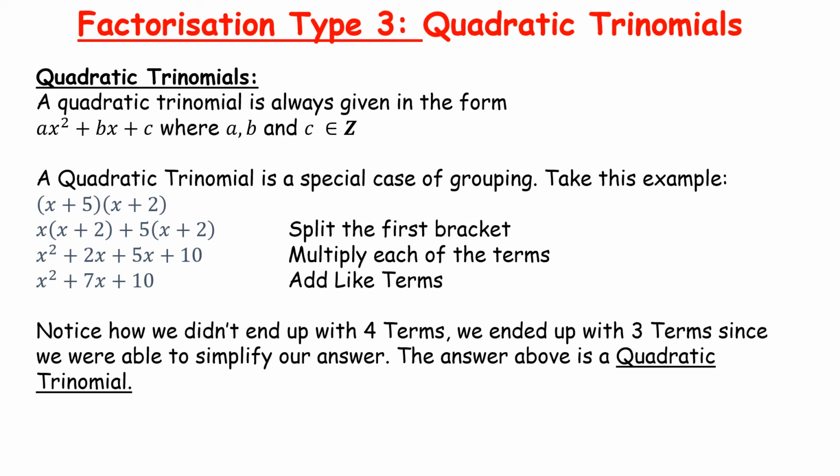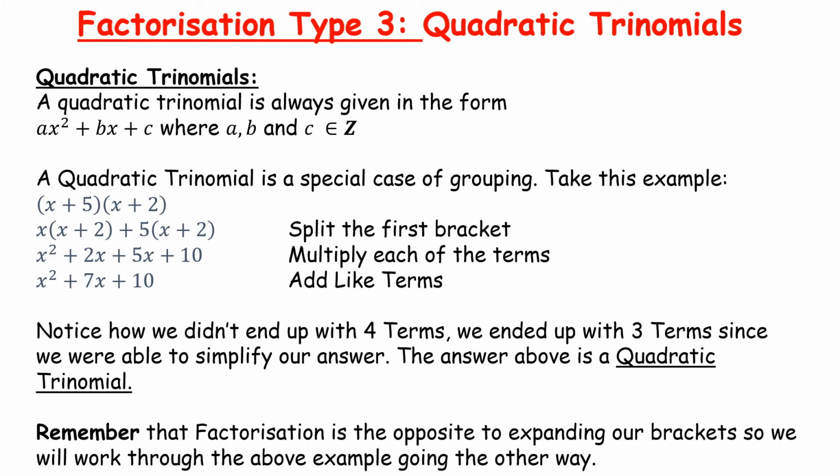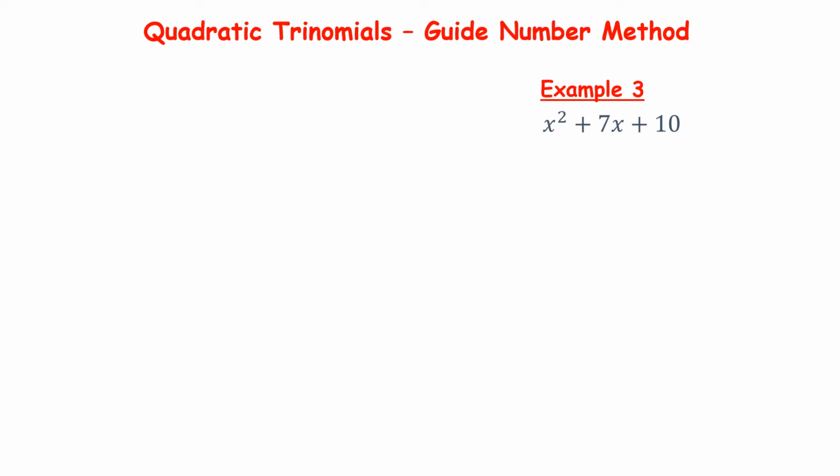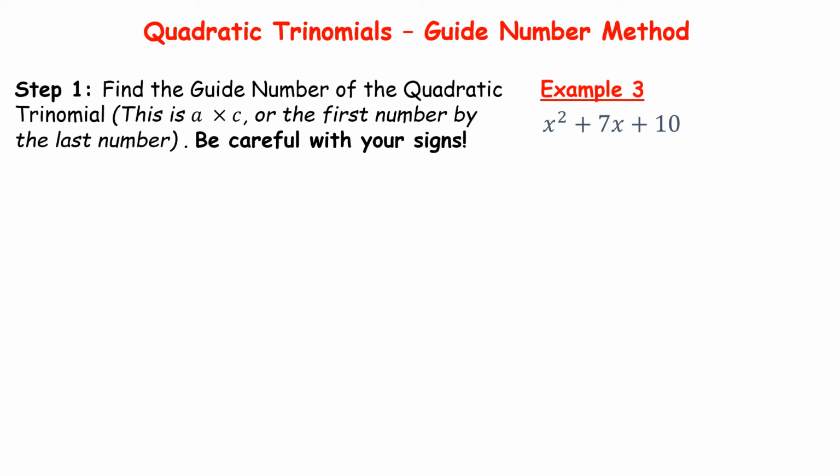So although we had 4 terms, they simplified to 3 terms, and our answer is what we would call a quadratic trinomial. So 3 pieces. It has an x squared, an x, and a constant. Now, let's actually work through the factorization of this. So we've just done it the other way. Let's look at the factorization. Remember, this is guide number. So the first thing we're going to do is to get the guide number of the quadratic. The guide number is the first coefficient, so the coefficient of x squared, which actually we don't have. But remember, if we have an x squared, I have 1x squared.